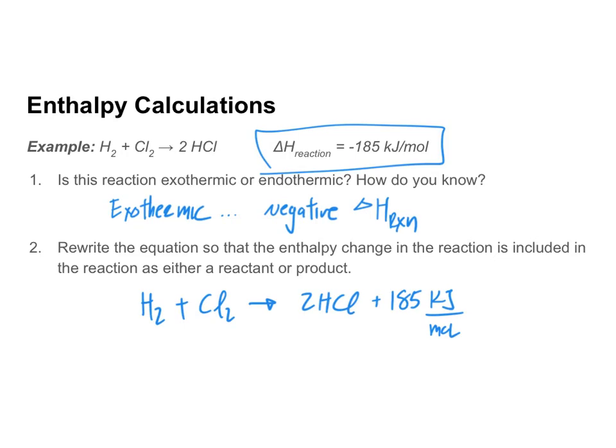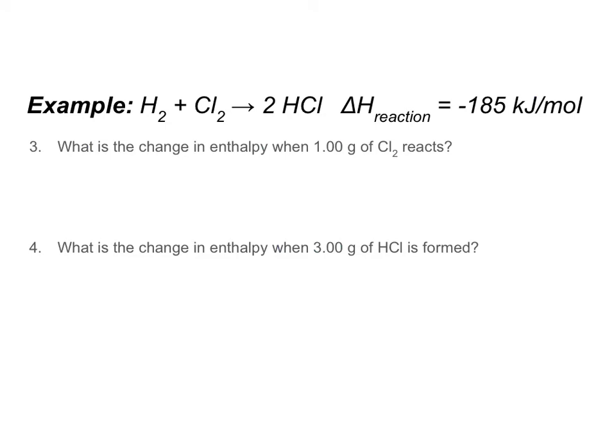If this was an endothermic reaction, the delta H would be positive, and we would be adding it to the reactant side. So what can we do with this information? The question says, what is the change in enthalpy when 1 gram of chlorine reacts? I'm going to use some stoichiometry to figure this out, but before I get into it, I want to make note of the fact that the coefficients here are 1 and 1 and 2. We also want to note that the change in enthalpy is negative 185, and the unit is kilojoules per 1 mole.